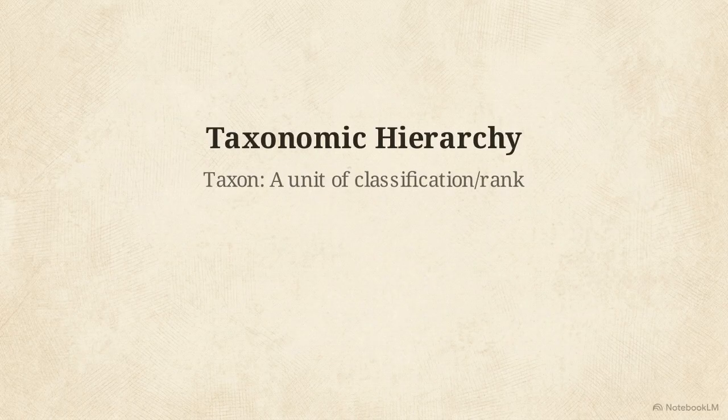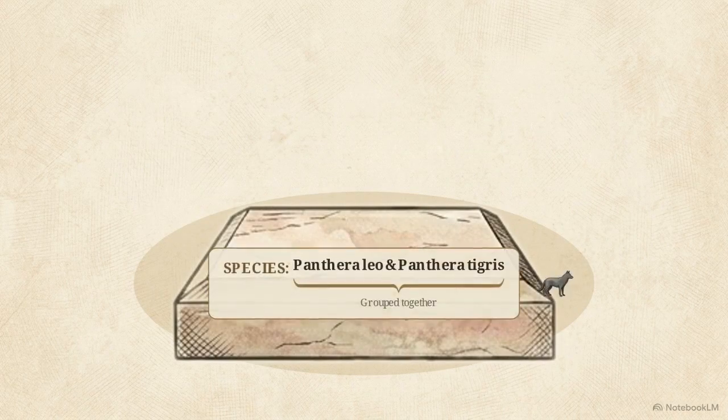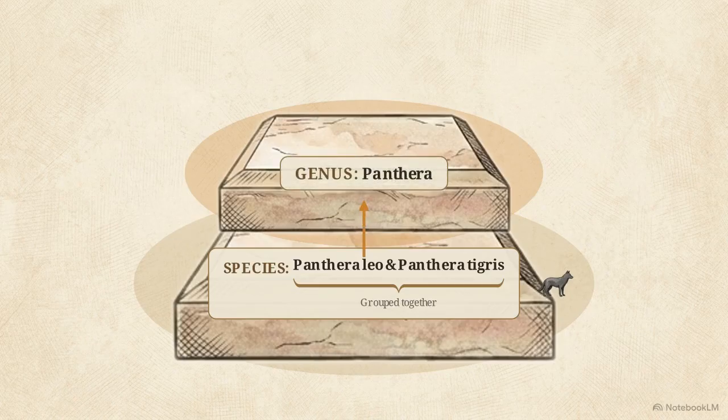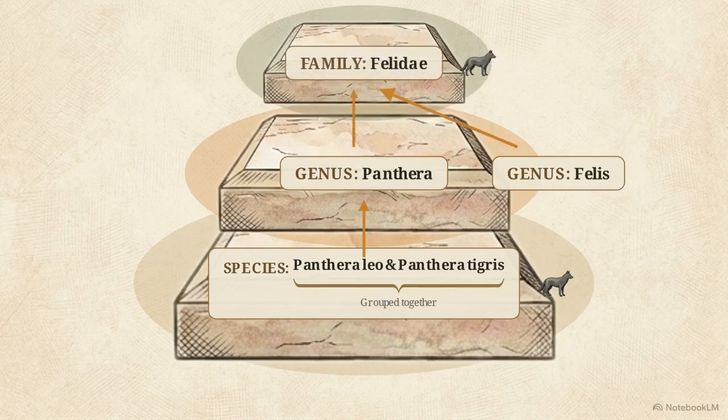Organisms are organized into hierarchical categories. Each individual rank is called a taxon. We start at the bedrock, species. These are individuals with fundamental similarities, like the lion, Panthera leo, and tiger, Panthera tigris. Because they share close relationships, they're grouped under genus Panthera. Next, Panthera and domestic cats, Felis, group into family Felidae.